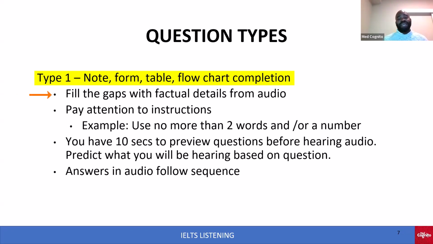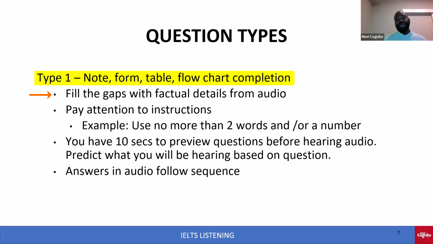One, you have to fill in the gaps with factual details from an audio. And so an audio is playing. Whatever details are being given in that audio, that's what you're going to use to fill these gaps. Take notes. You have to use the factual details from the audio.